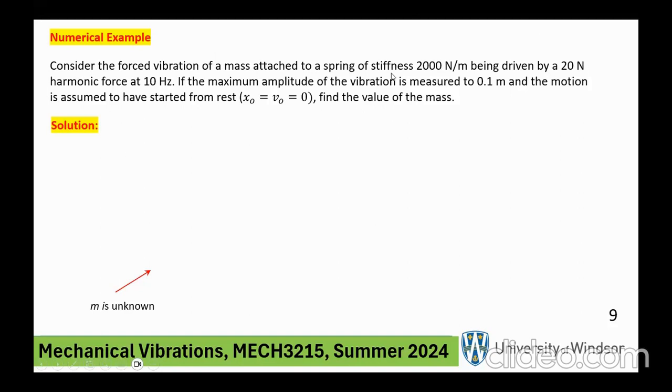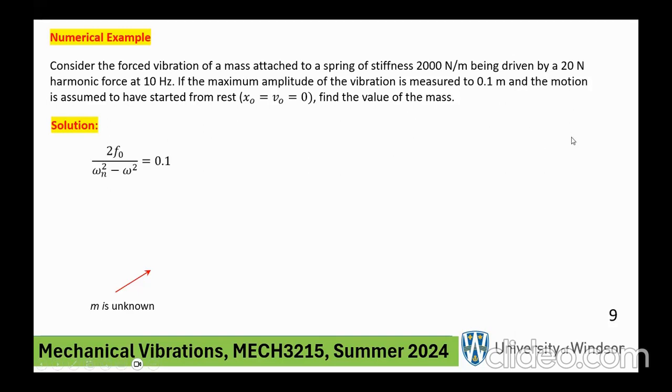We are given the stiffness of the spring, k. If the maximum amplitude of the vibration is measured to be 0.1 meter, and the motion is assumed to have started from rest, find the mass of the object. Notice that the only thing that's not given here is the mass, and we are supposed to find it. The data that we need is given: the maximum amplitude is 0.1.